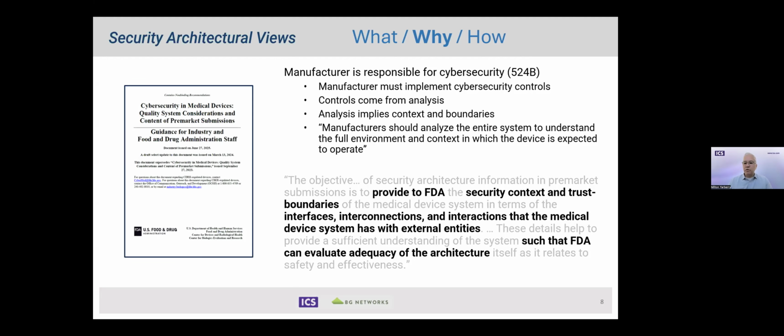So the simple answer is, why do we need these architectural views? Because the manufacturer needs the views to be competent in their analysis, and the FDA needs the views so they can evaluate the efficacy of the solution. So it's a straightforward relationship.